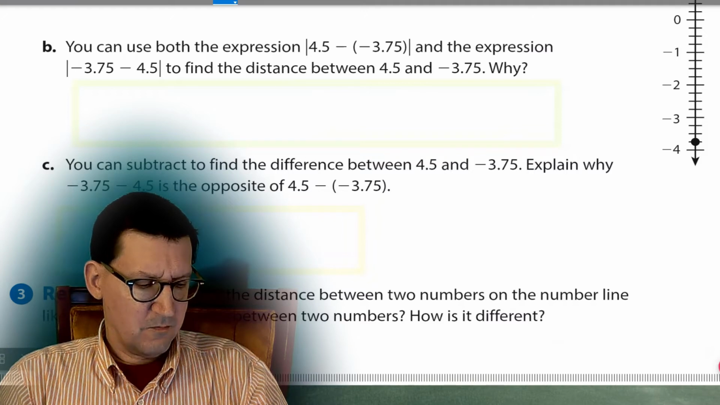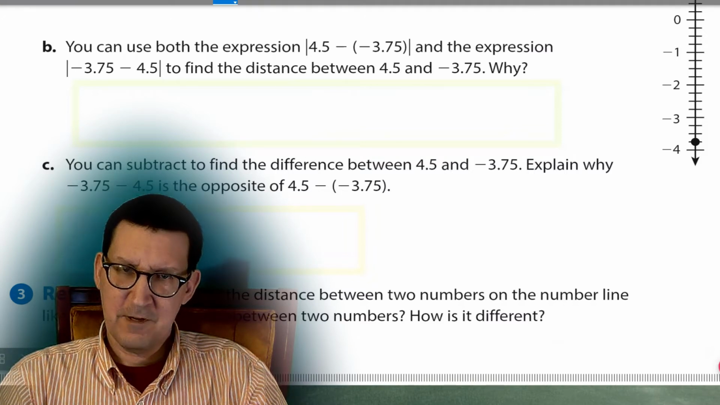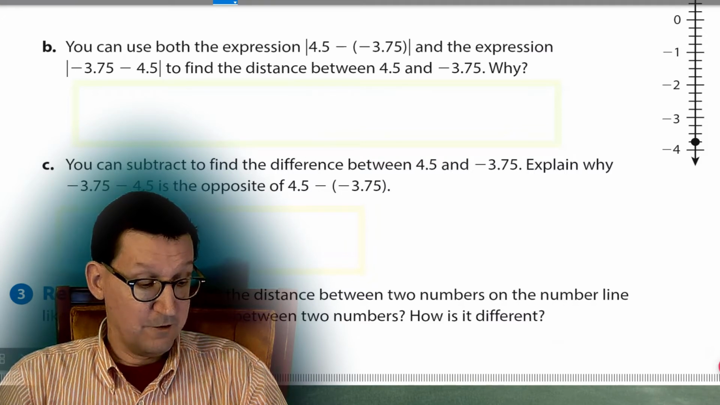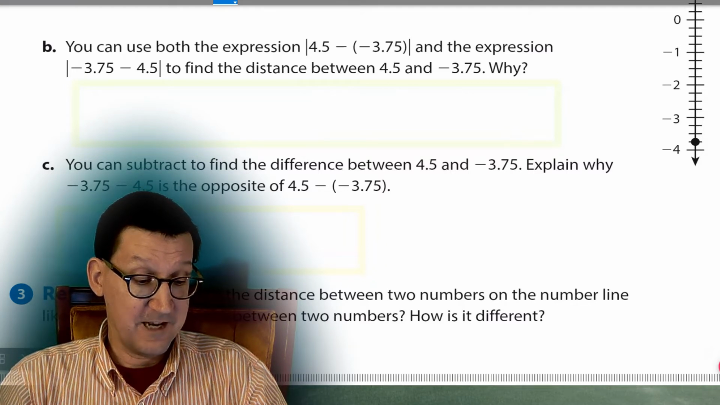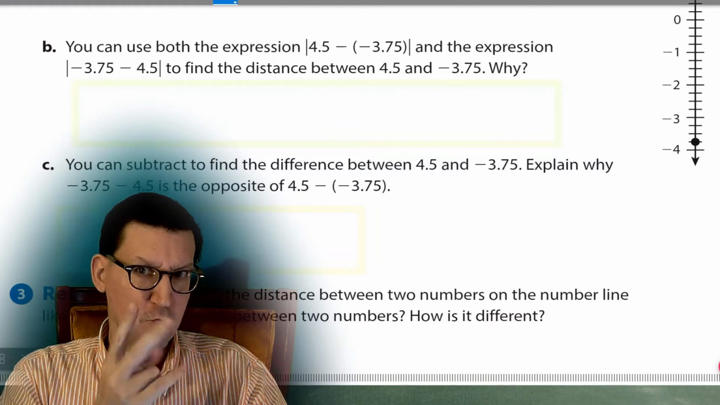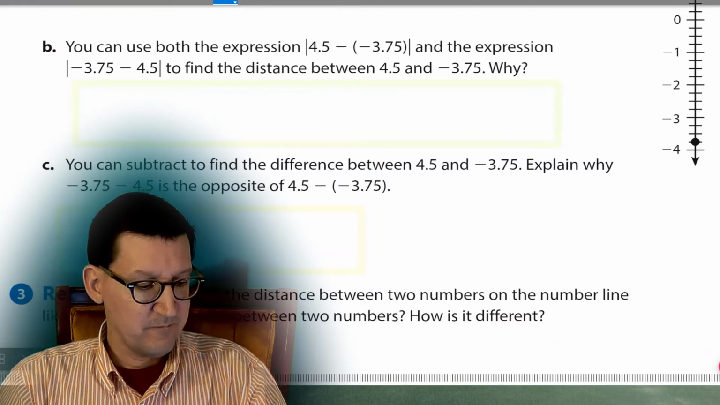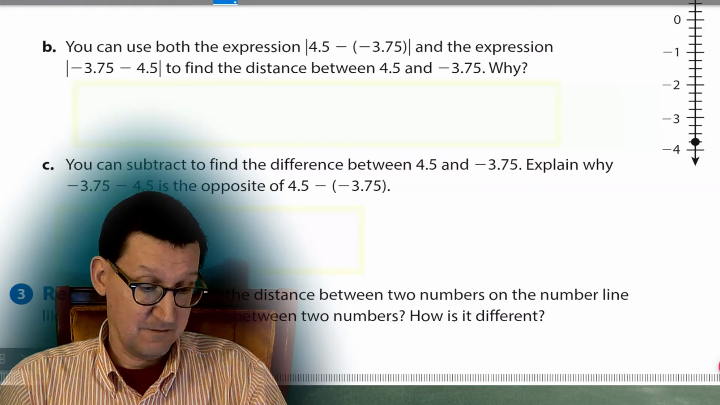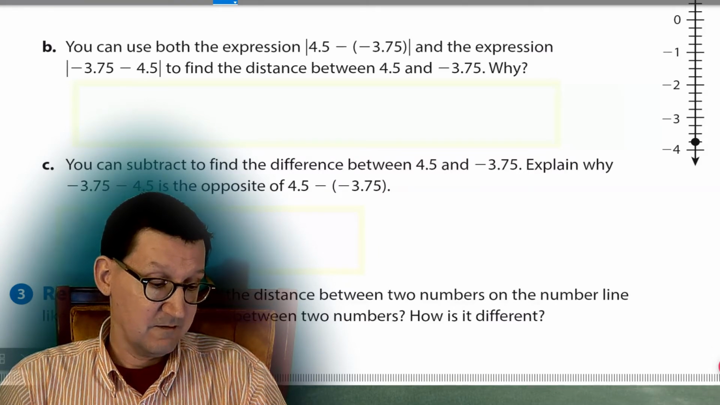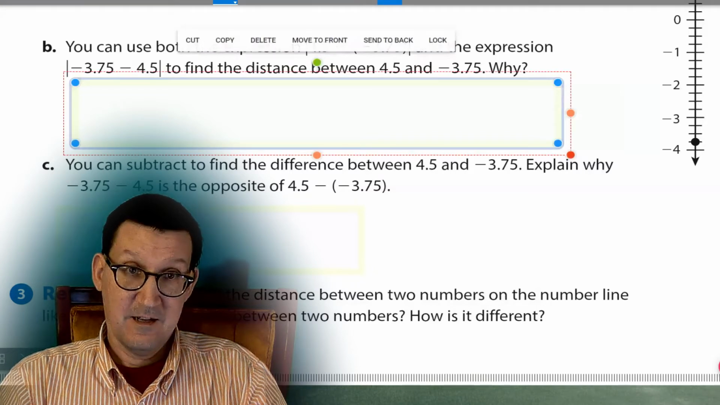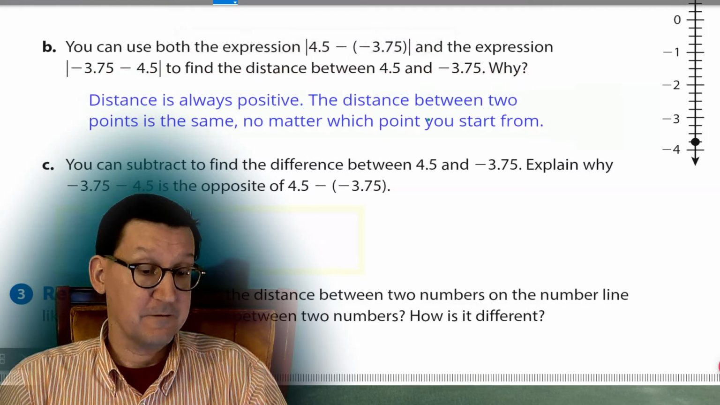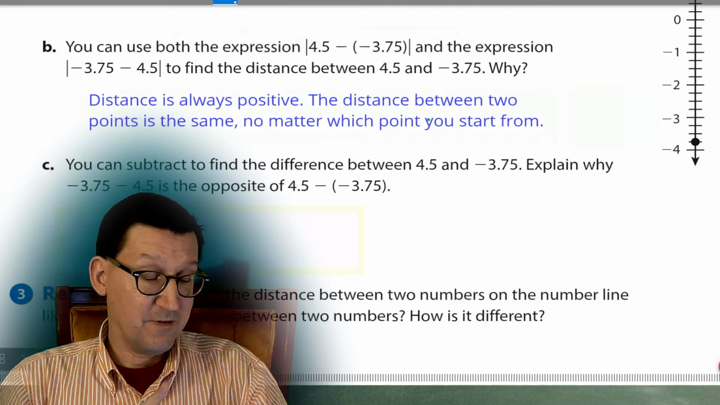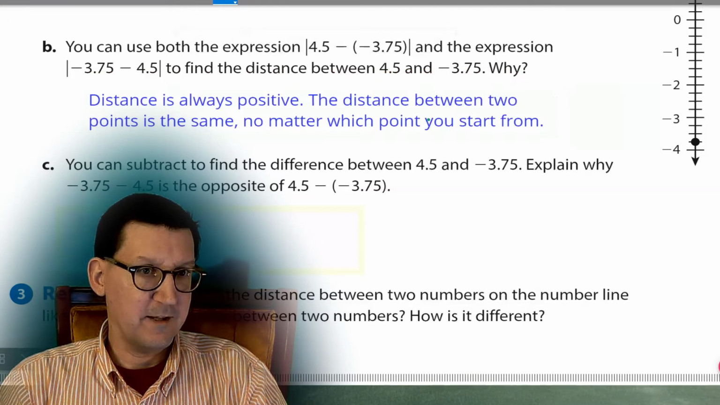So what's the difference between these two expressions? Well, you're both subtracting 4.5 and negative 3.75. It's just the order that you're subtracting them in, right? So the order in which you subtract them doesn't make a difference if you're finding the absolute value. And why is that? We can write it like this. Because the distance is always positive. The distance between two points is the same. It doesn't matter which one you start with.